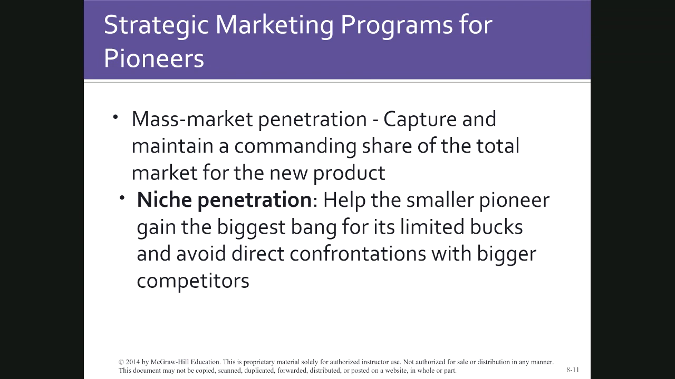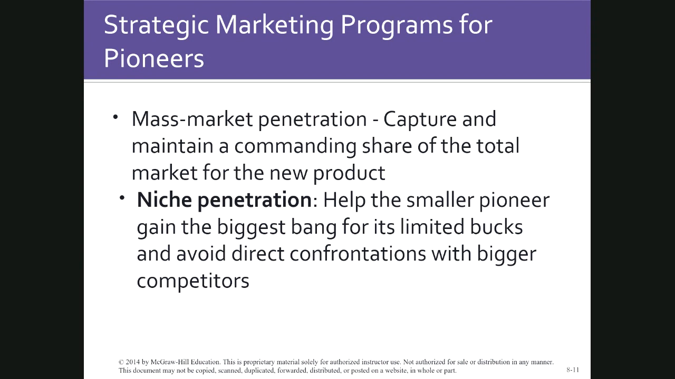So what kind of programs do pioneers engage in? Well, two that are listed here that I'm going to talk about are mass market penetration and niche penetration. Mass market penetration is most successful when entry barriers inhibit or delay the appearance of competitors. Think about the airline industry. How hard is it for a group of us to start an airline? It's pretty tough. So if you have the money and you could do it, there aren't a lot of people that can get into the airline business.